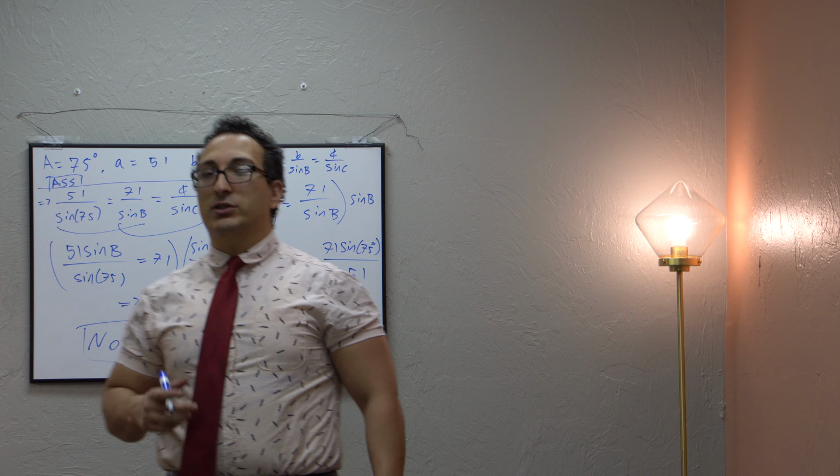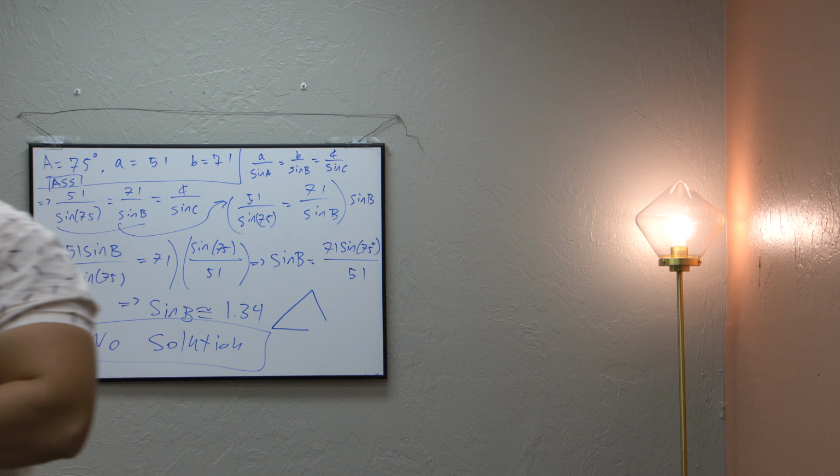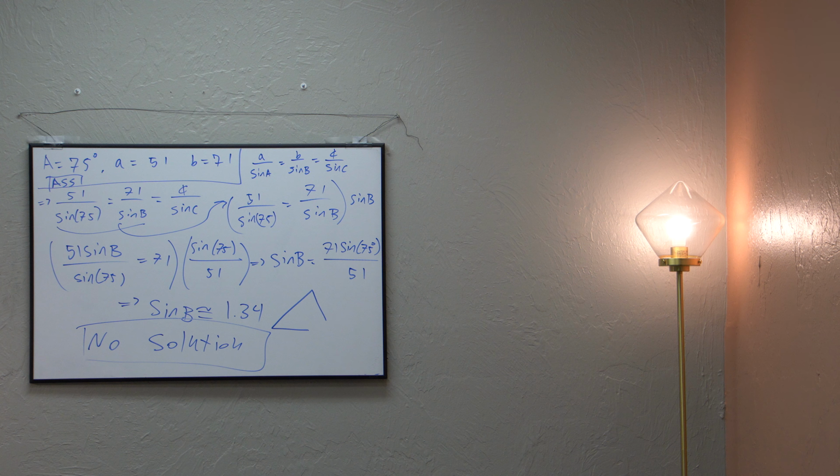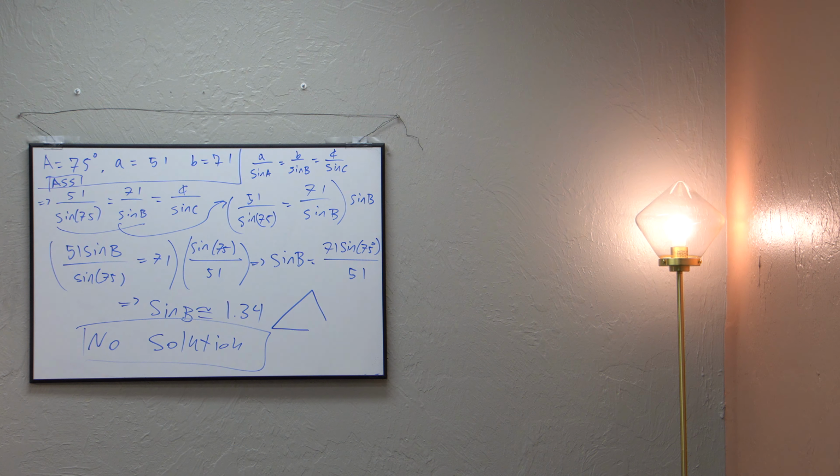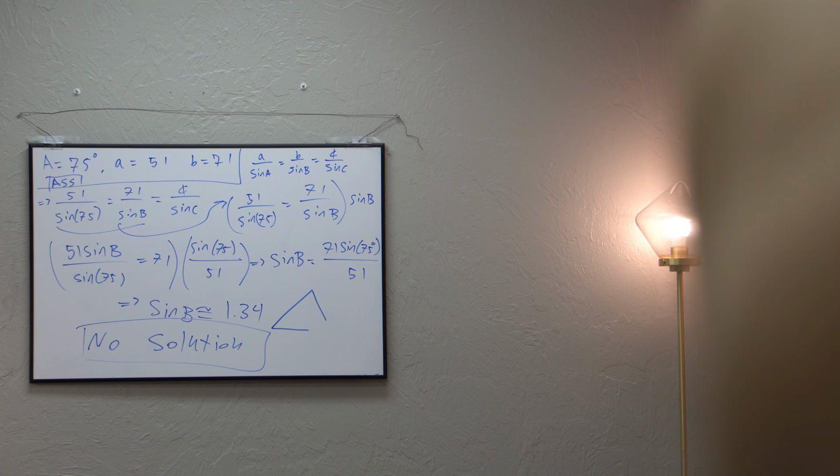So if you ever find yourself algebraically solving for a sine of B or a sine of A or a sine of C, and the other side of the equation is greater than 1, then you know that there's no solution.